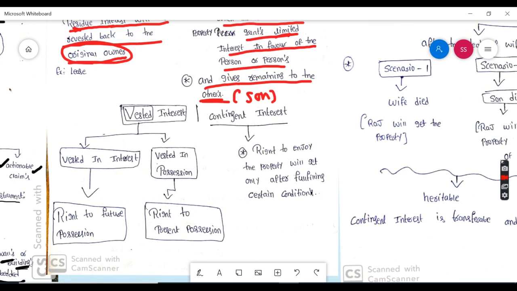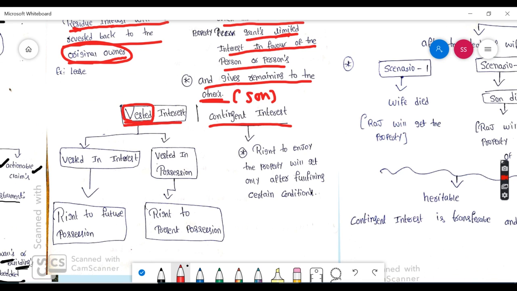Now we'll discuss vested interest and contingent interest. Here the word vested, you can use in two scenarios. One is vested in interest and vested in possession. Vested in interest means right to future possession. Vested in possession means right to present possession. So what is this? We will learn by example.